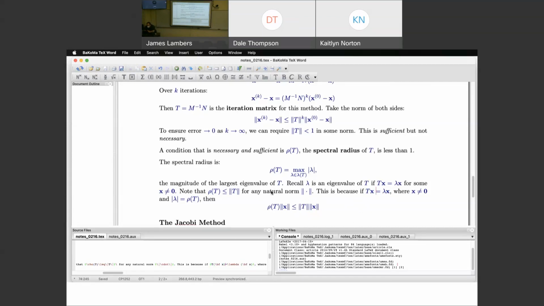But in general, it can be difficult to determine whether the spectral radius is less than 1 because computing eigenvalues is expensive. Whereas it's relatively easy to compute, let's say, the 1 norm or infinity norm of a matrix. So in a situation where you can show that one of those easier to work with norms is less than 1, that's a nice way to prove convergence.